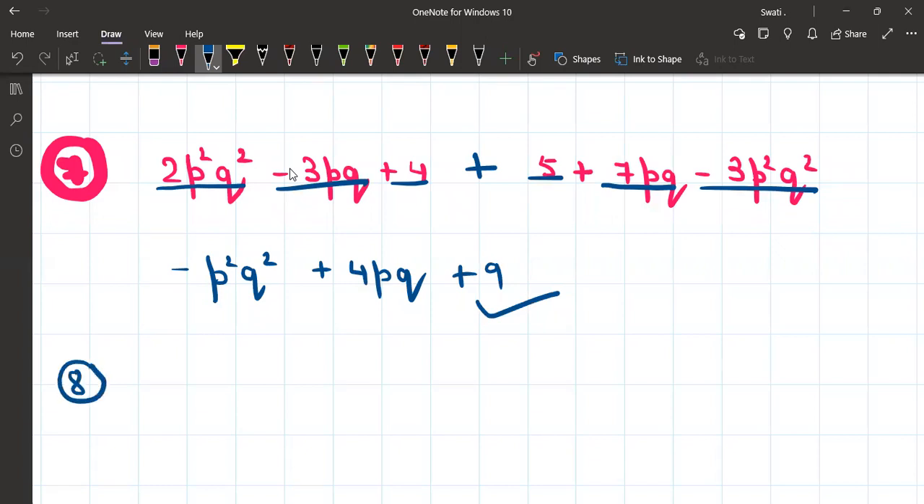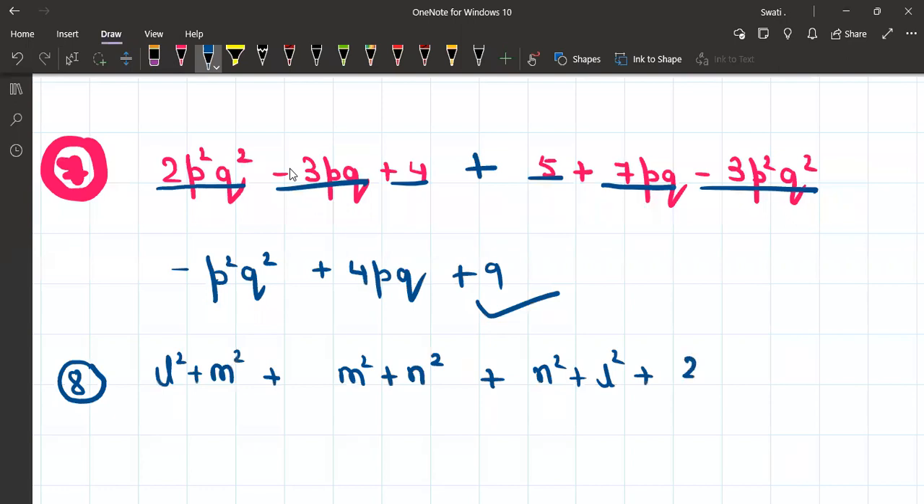Now let's go to the eighth question. So the eighth question, we have to add L square plus M square with M square plus N square. I've already used the plus sign. We have to add this with N square plus L square. And we have to add this with 2lm plus 2mn plus 2nm. Okay. So this is again very simple.